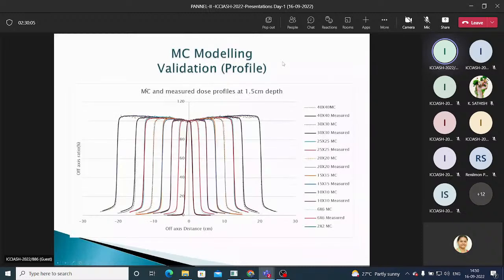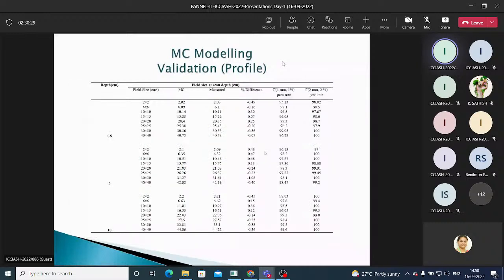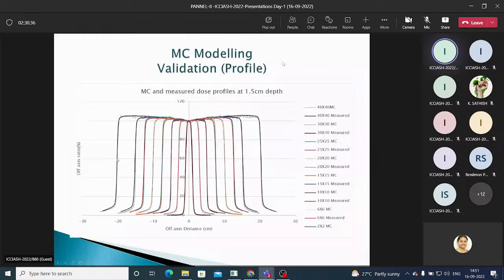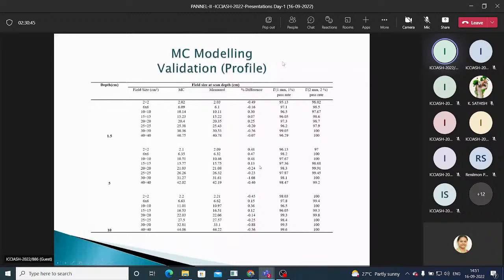We took it at 1.5 centimeter depth in a water tank of 50 by 50 centimeters square. We also compared these, where the dotted lines are Monte Carlo modeled and the solid lines are the measured beam profiles. And these are the comparisons of the field size. Field size means, in this case, the width of this profile at 50%, and we compared the measurement with Monte Carlo. This is at a different depth. We did this procedure as part of the validation procedure.